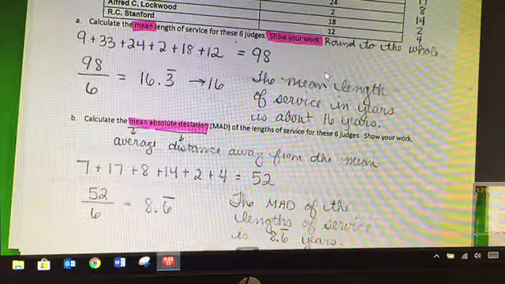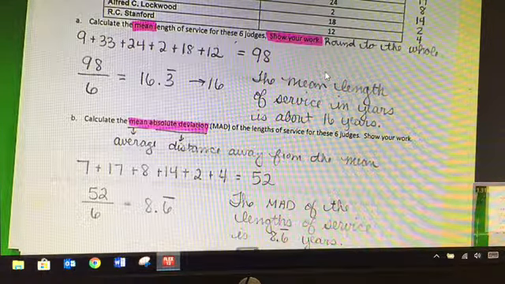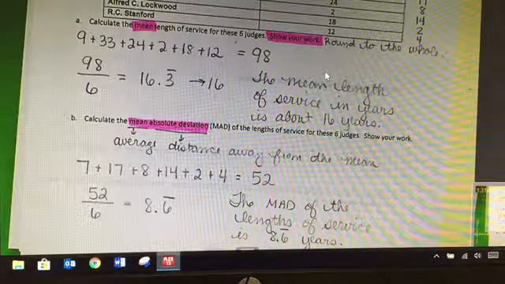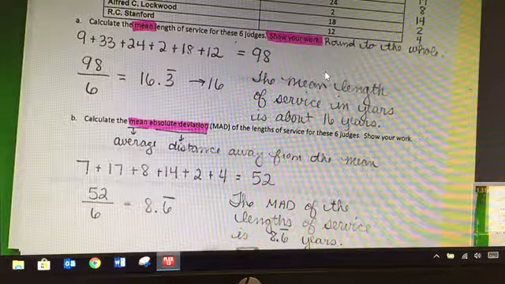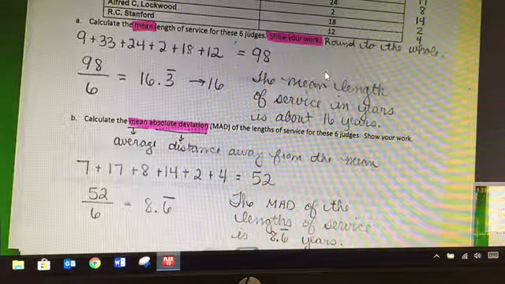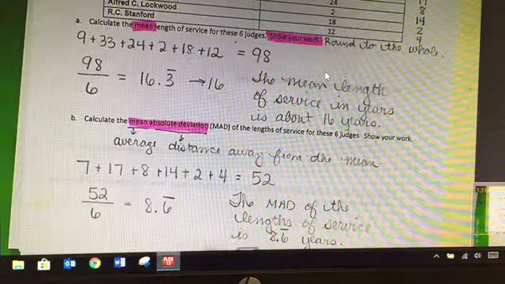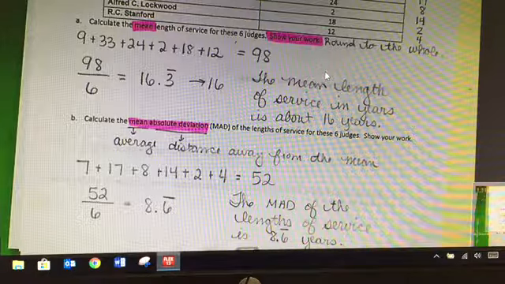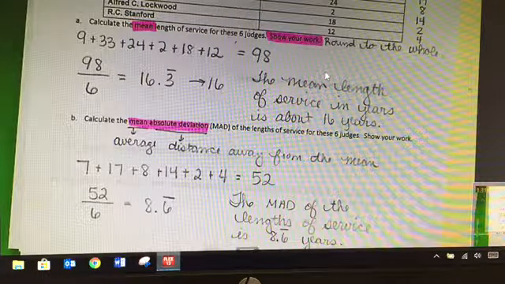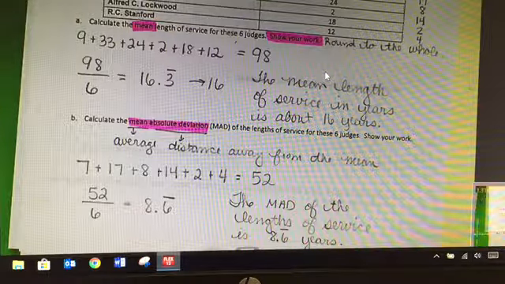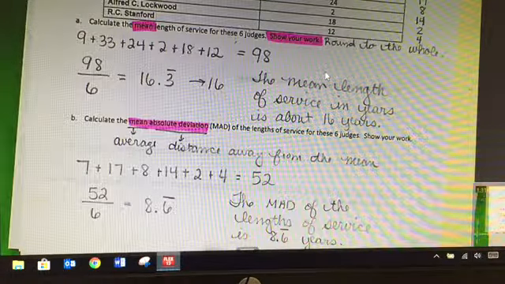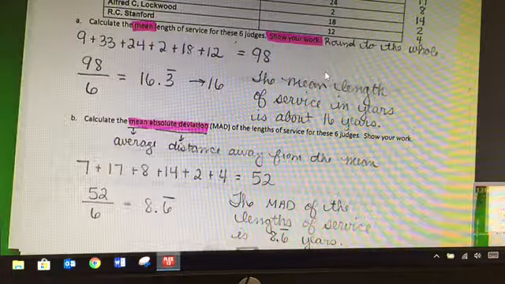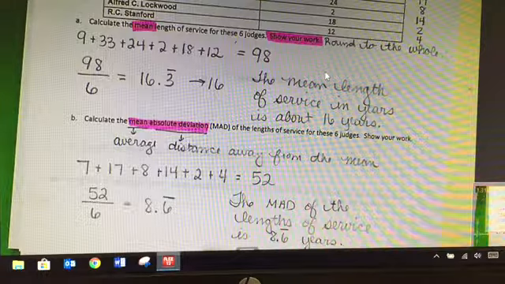What else could indicate that it's not a good choice? What else lets us know automatically that's probably not the best one? It has a lot of variability. Okay, but how do we know that? It has a large spread, but how do we know that? Because it has a large MAD.